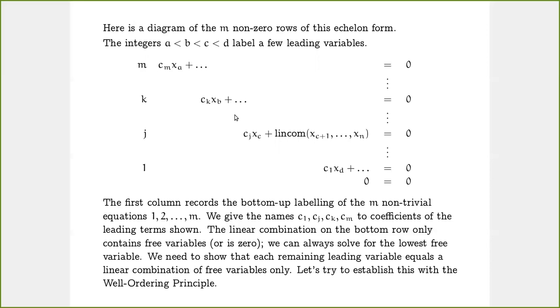Let's try to establish this with the well-ordering principle. Here's the diagram repeated. Now, to do this, we're going to suppose the claim is not true. The claim is that we can solve all these equations, the leading variables, and write them in terms of free variables or zeros. Let's suppose the claim isn't true. Then the claim is false for at least one leading variable. Let's say that variable is in row K. We're just giving the one that might be false a name, CK, in row K, okay?